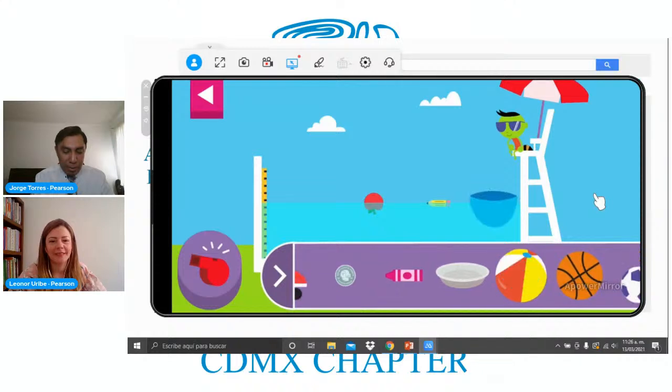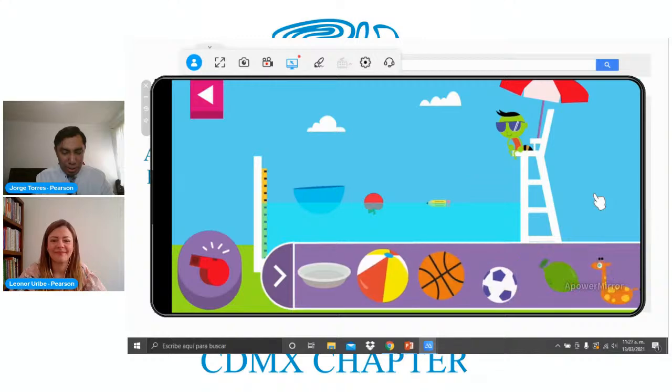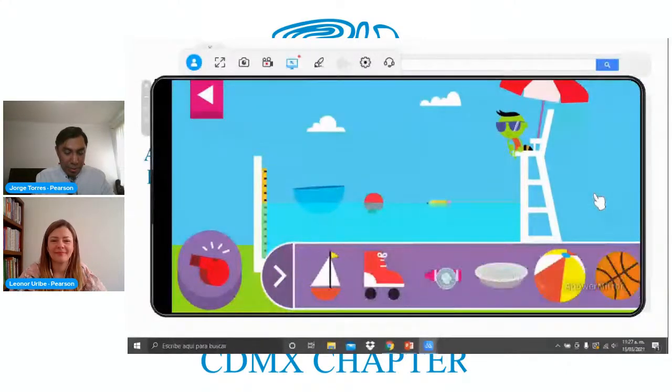Let's put a ball in here. What happens when you put an object into the bowl? Now we can hear. Oh, there you go. Nice. So what happens if we put another object into the bowl? The ball is floating. I'm going to choose, I don't know, let's choose the coin. I'm going to put a coin in here.